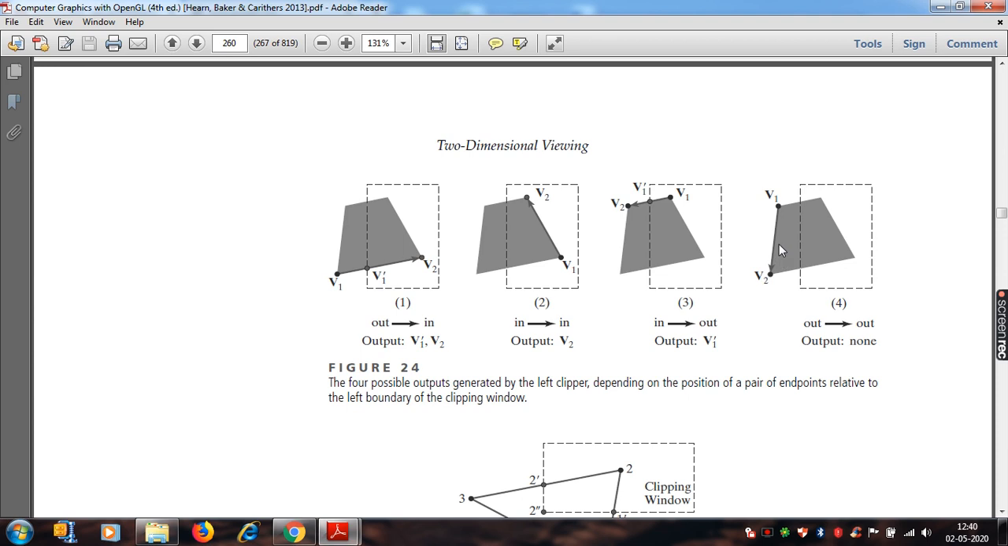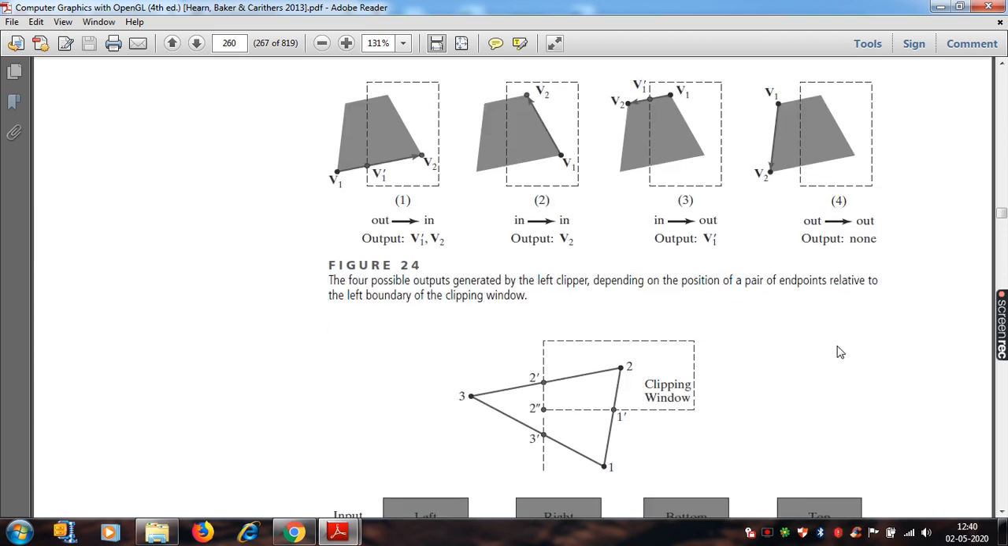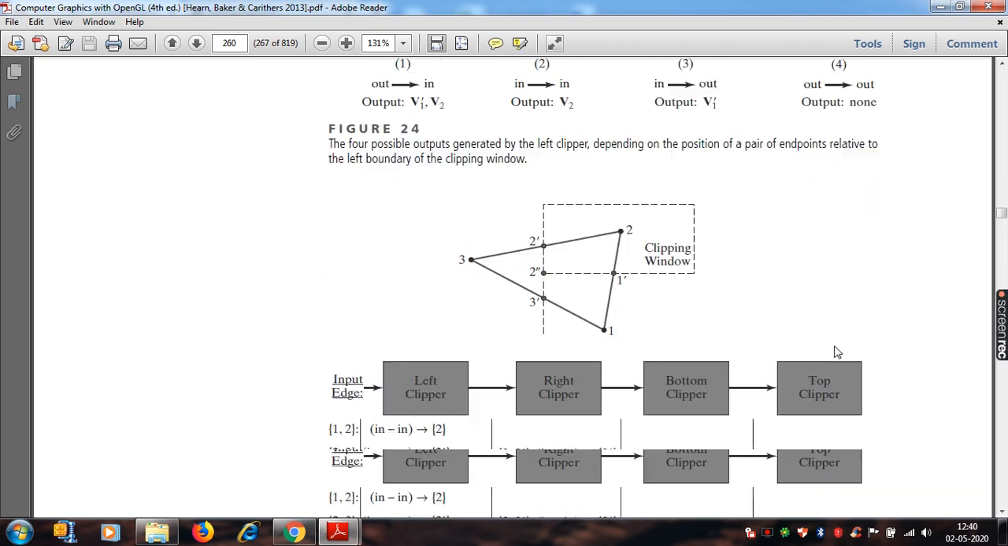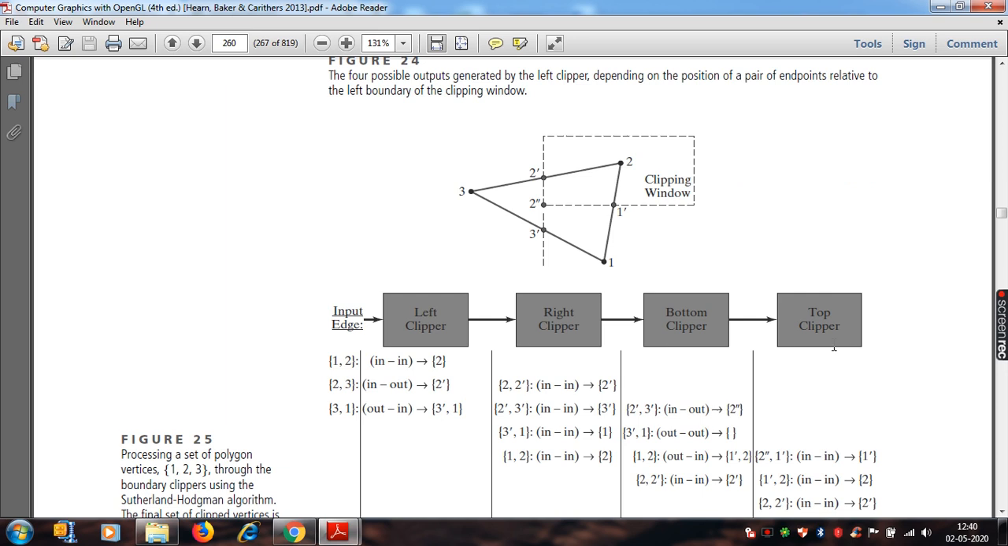When both are outside, the output is none. No need to process or generate any new vertex. So this applies for both top and bottom clippers. Now we will discuss the same with respect to a very simple example that is given here.